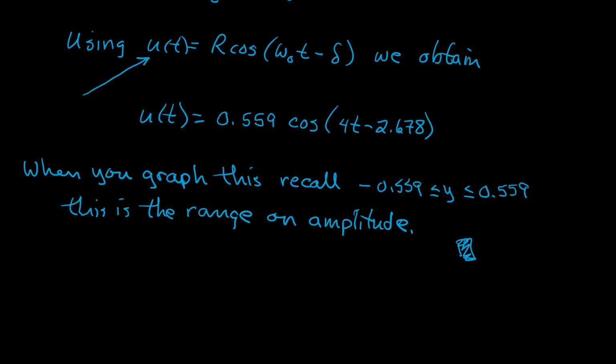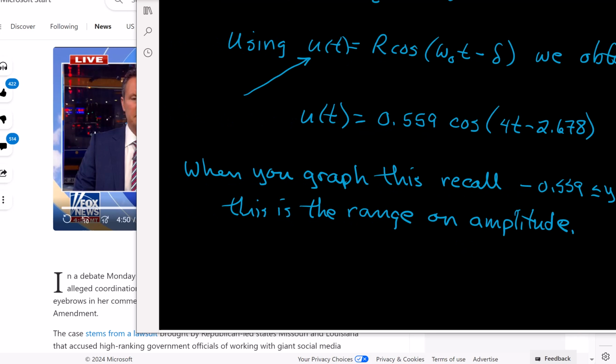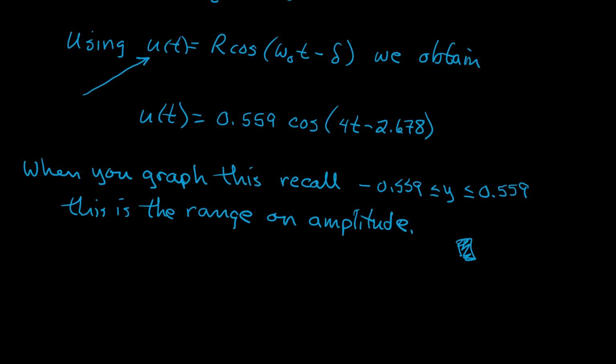Where does that leave us? Well, where that leaves us now is that we have our equation. U of t is going to be R cosine of omega 0 t minus delta, substituting in the value for R, 0.559, and the value for delta as 2.678. The omega was 4. This gives us our equation.